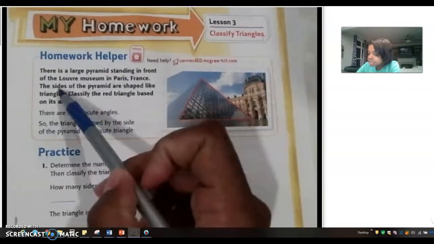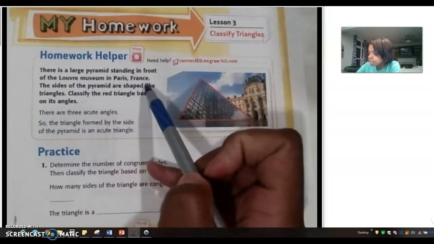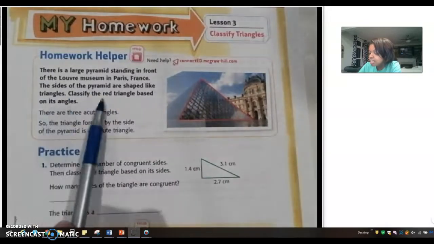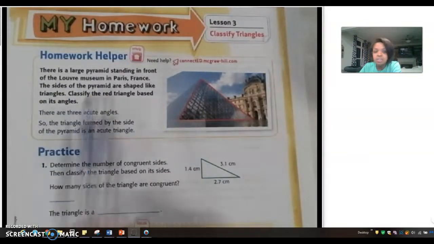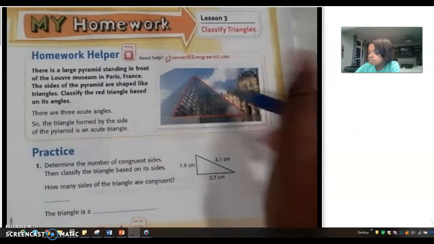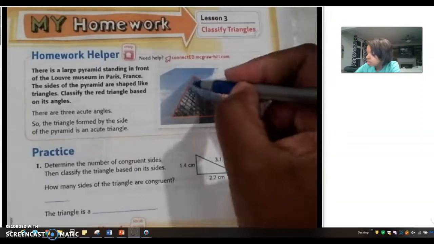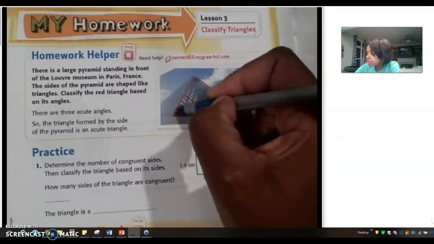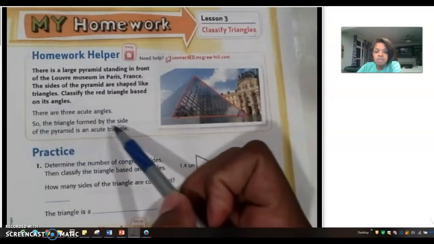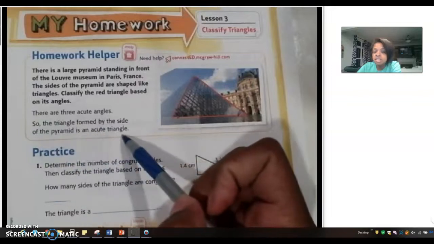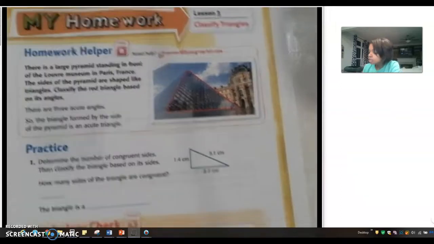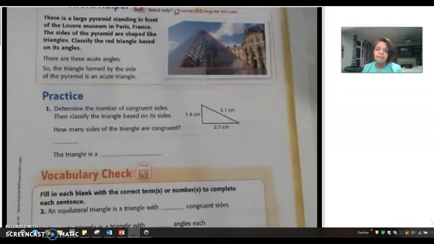There's a large pyramid standing in front of the Louvre Museum in Paris, France. The sides of the pyramid are shaped like triangles. Classify the red triangle based on its angles. So looking at this, you can see that all of these sides appear to be the exact same, okay? You can also see that these are very small angles or acute angles. So there are three acute angles, so the triangle formed by the sides of the pyramid makes it an acute triangle because all three angles are acute. Okay, so that's if we were to classify it by its angles.